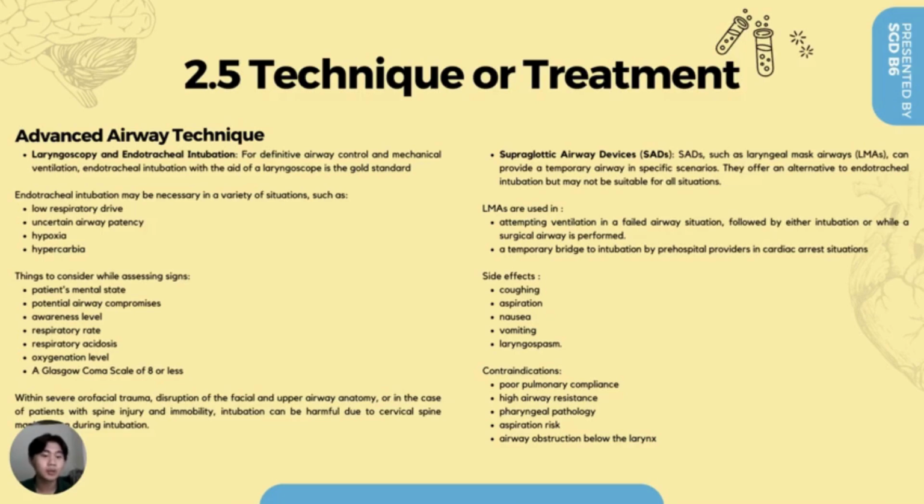However, LMAs can cause certain side effects such as coughing, aspiration, nausea, vomiting, and laryngospasm. Some contraindications of using LMAs include poor pulmonary compliance, high airway resistance, pharyngeal pathology, aspiration risk, and airway obstruction below the larynx. In the event that all the advanced airway techniques fail, or in a more extreme scenario, surgical airway techniques such as needle cricothyrotomy and surgical cricothyrotomy or tracheostomy can be used instead. That is all from me.